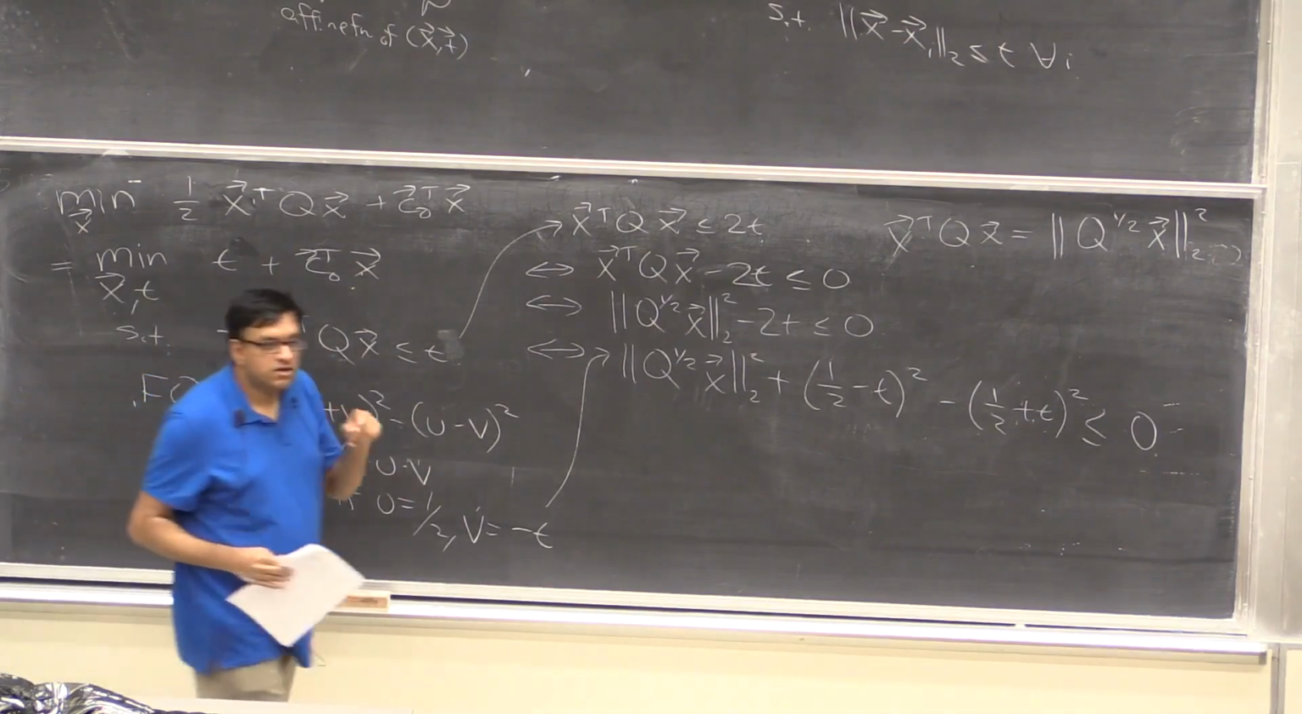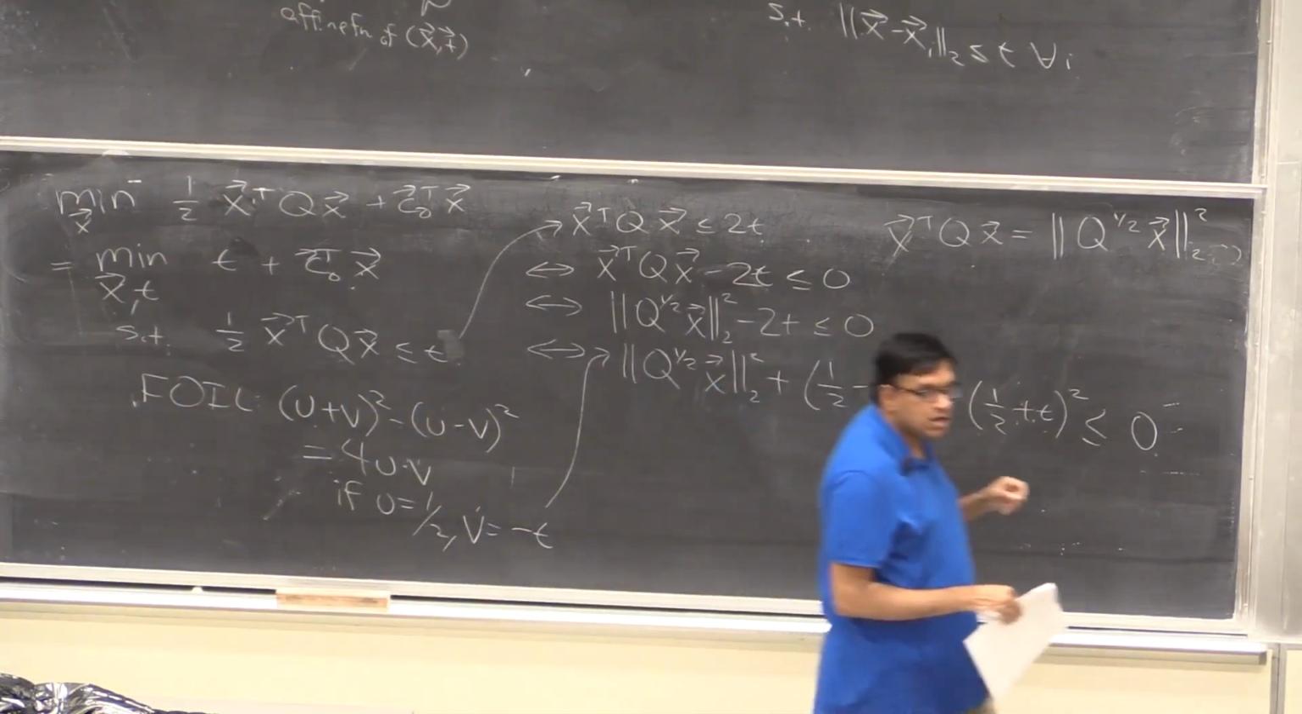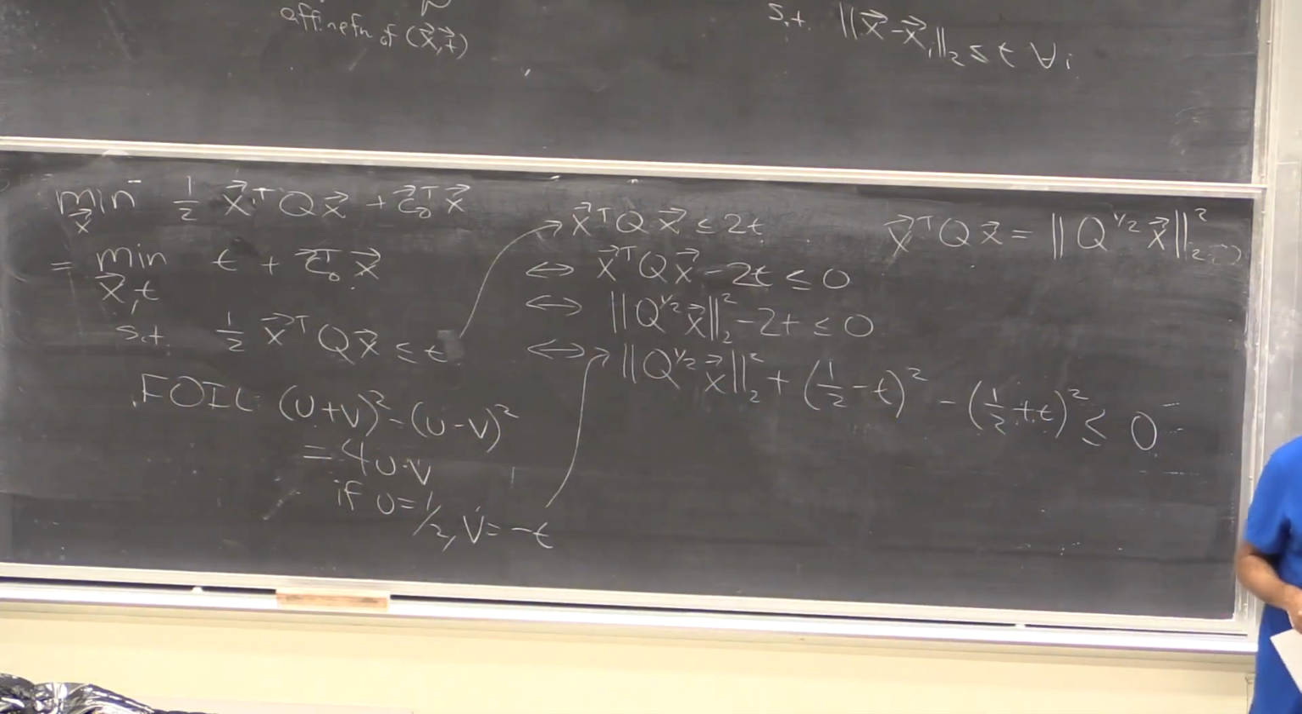For the constraint, you said that can be written as a sum of squares, and you take the square root. But I haven't done that part yet.